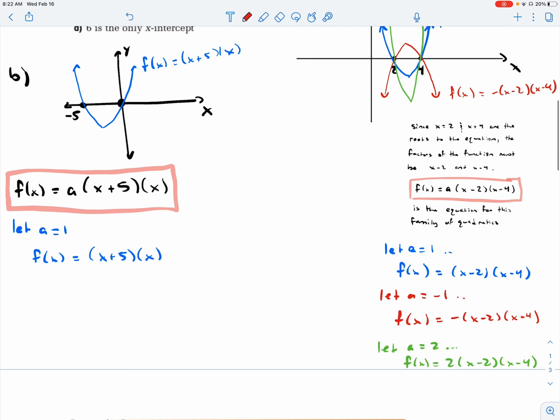Okay, now we'll pick another one. We'll let a equal -1. So that will be reflected. That will open down.